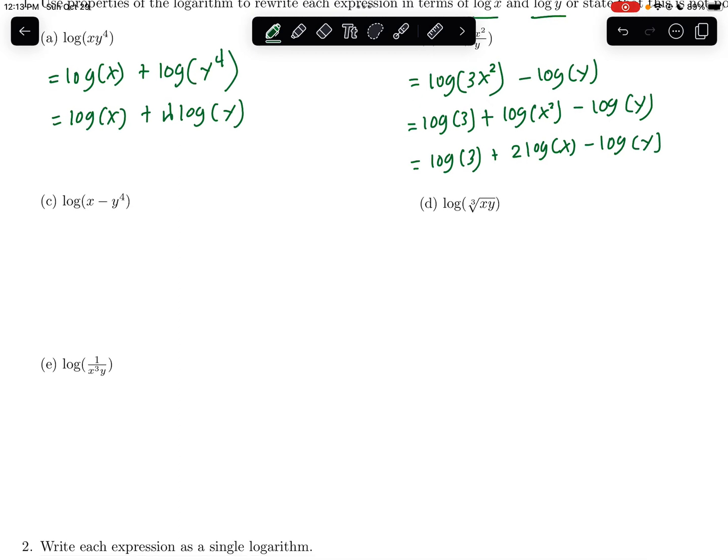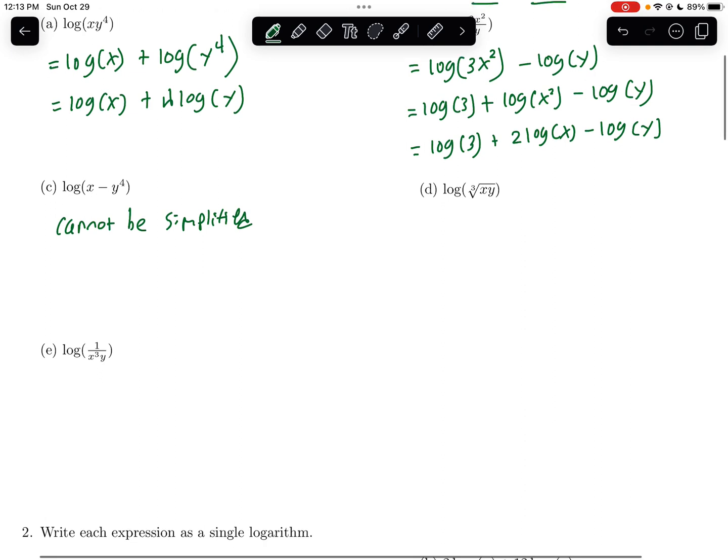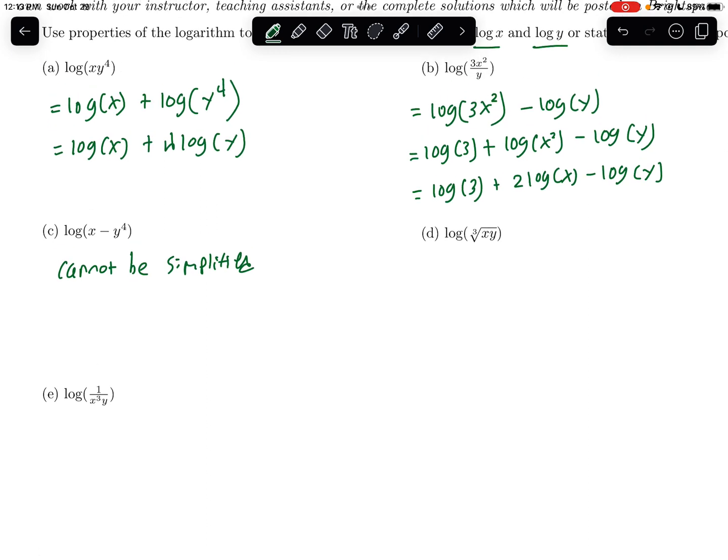Part C, this cannot be simplified. It's not that it doesn't exist, you just can't do anything with it. Specifically, what this is absolutely not is log of x divided by y to the fourth. This is a common mistake. That's not true. You can only use the quotient to subtraction rule if you're actually dividing inside, like we are for part B.